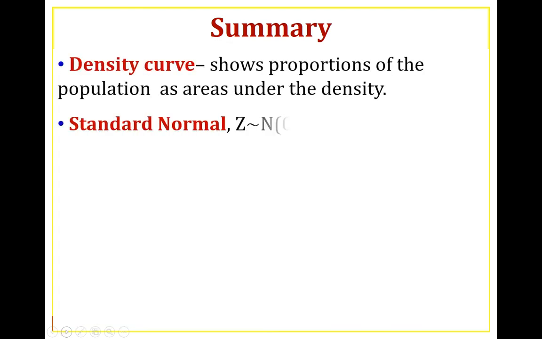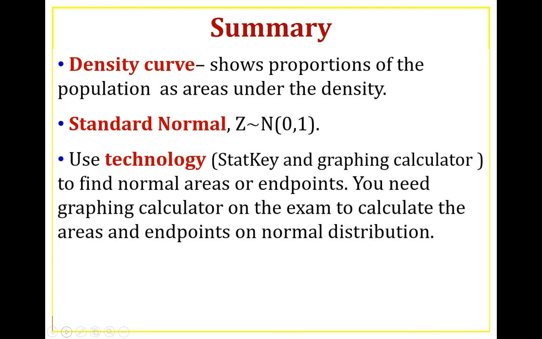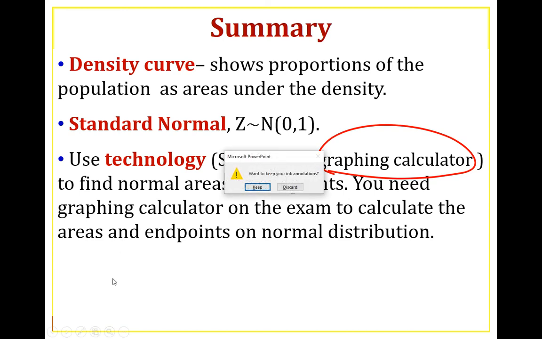Let's summarize. The density curve shows the proportion of population as an area under the density. Standard normal is always on a 0, 1. Technology is StatKey, but I would rely more heavily on graphing calculators, folks. They're much more useful than the StatKey, but we do need to know how to use both. Enjoy yourself. We have finished chapter 4, sorry, and we are on to chapter 5 next.